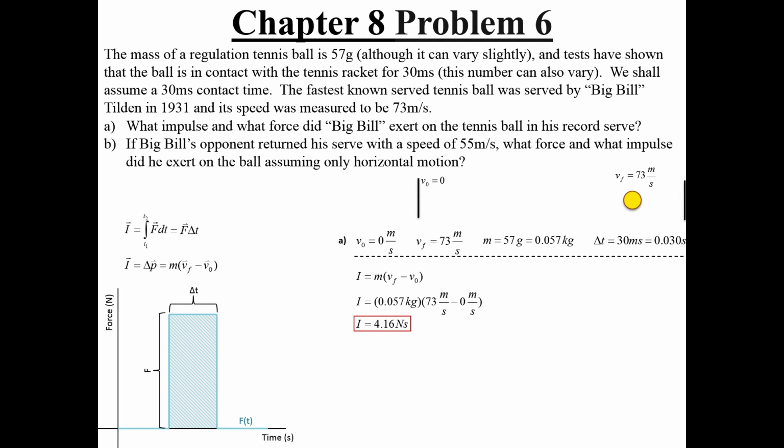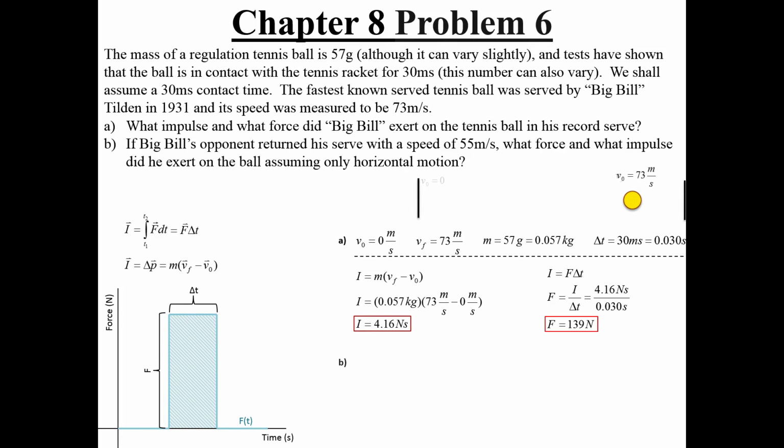Now that we have the impulse, we can use the first definition to find the force exerted on the ball. Rearranging the impulse equation to solve for the force and substituting in the values for the impulse and the time interval in which the force acted, we find that the ball felt a force of 139 newtons.